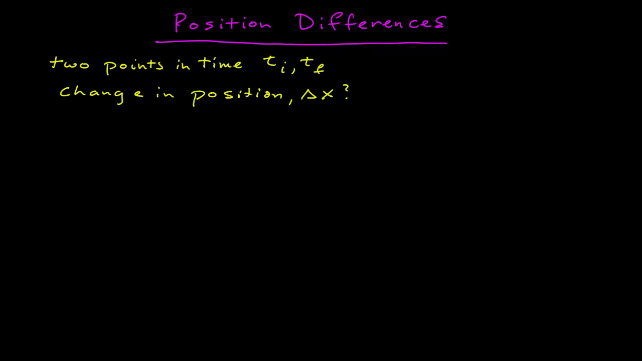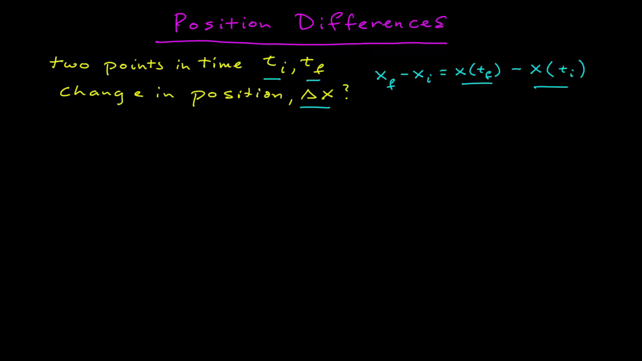In this video, I want to look at position differences. I have two points in time, some initial time and some final time, and I want to know what is the change in position, delta x, over this time interval. I'm still working in one dimension. Well, delta x is the final position minus the initial position, and that's equal to the position function evaluated at the final time minus the position function evaluated at the initial time.